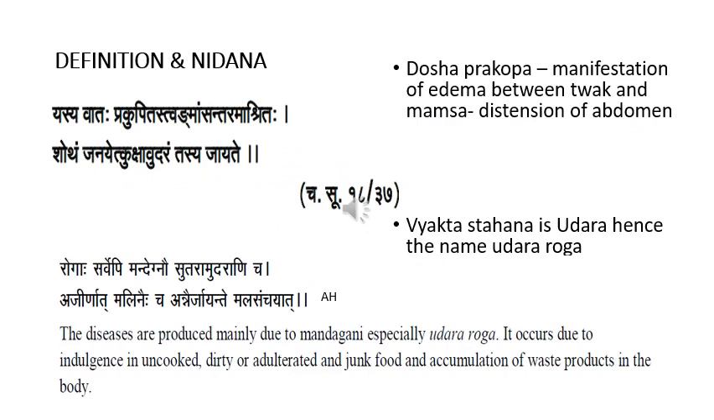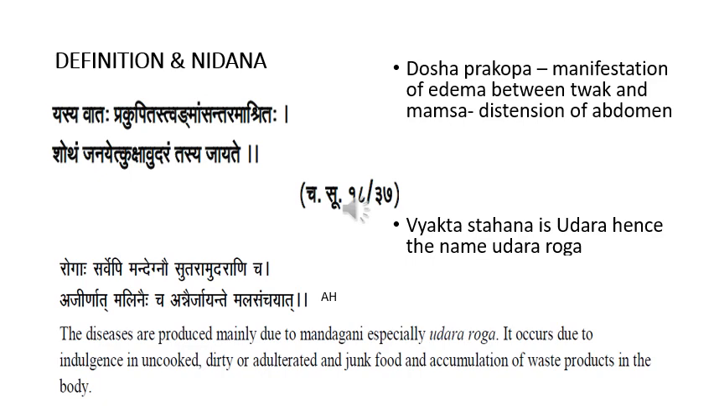According to Charaka, yasya vada prakopita tvang mamsantaram ashrita shodam janayet kuksha udaram tasya jayate. So we can see that there is vata prakopa or dosha prakopa in general. It leads to some kind of edematous manifestation between the layers of tvak and mamsa, leading to distension of the abdomen. When we consider ascites also, we can see that accumulation of fluid occurs between two layers, the visceral layer and the parietal peritoneum. The peritoneal cavity is present between them, so accumulation of fluid occurs between those two layers. Similarly, it is generally mentioned that it is between tvak and mamsa in Ayurveda.